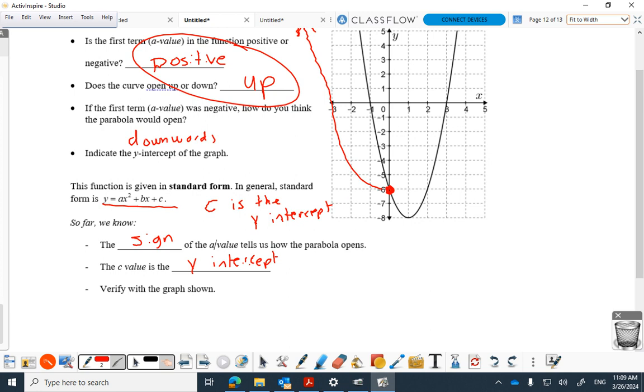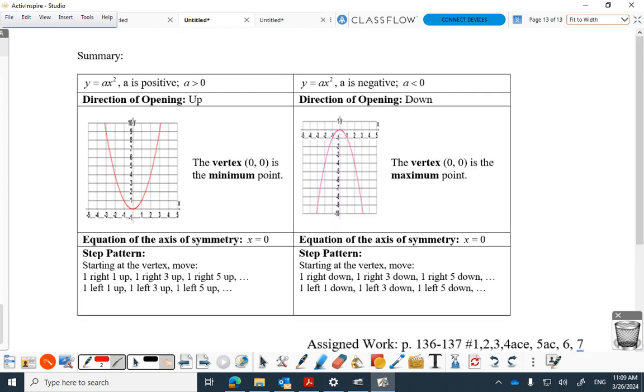This gets out of hand, let me tell you. Whole month of this. Anyways, I think it's just a review at the end. Y equals ax squared. If a is positive, it opens upwards, and the vertex will be at 0, 0. Y equals ax squared. If a is negative, it opens downwards. And then we have axis of symmetry and those step patterns there.